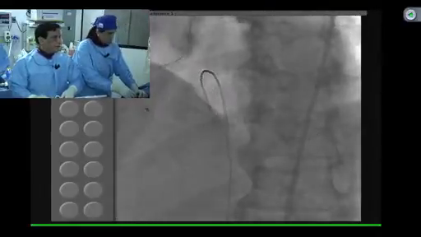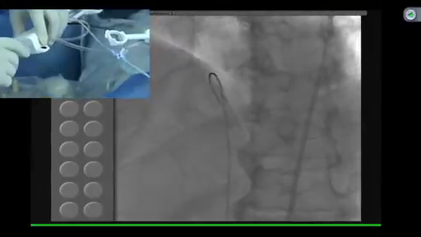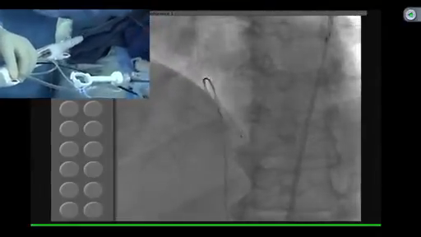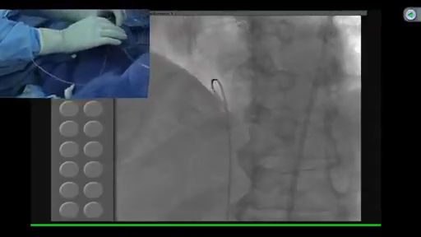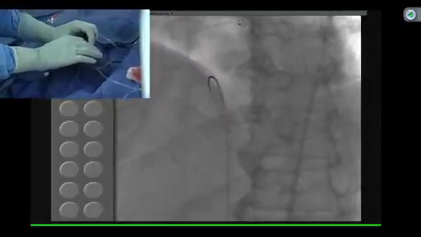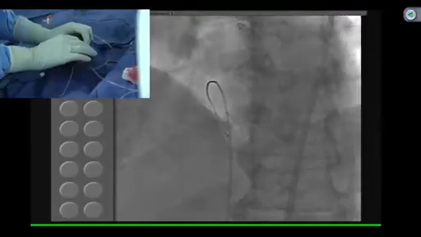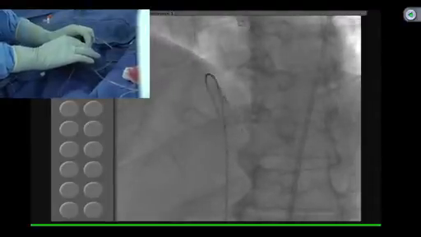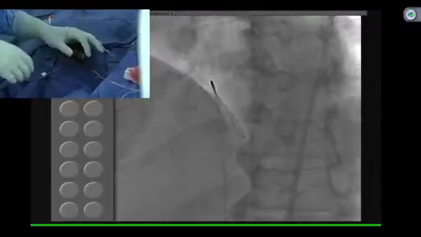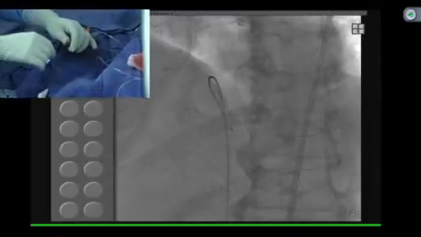We need both wires. So coming out would be very easy. I have just opened the Y connector. I am coming out with the burr. Then press the brake and advance. Advance. The assistant presses the brake and advances.